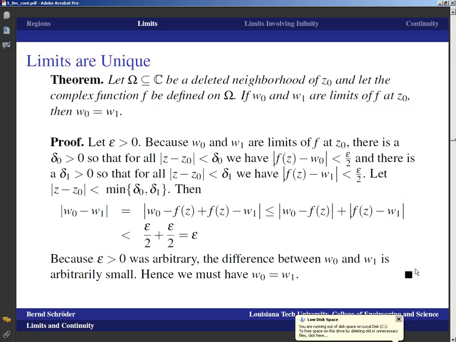Okay, low disk space. Well, let me get a pause here real quick. Okay, I've fixed my low disk space. I think we'll get through this presentation now.